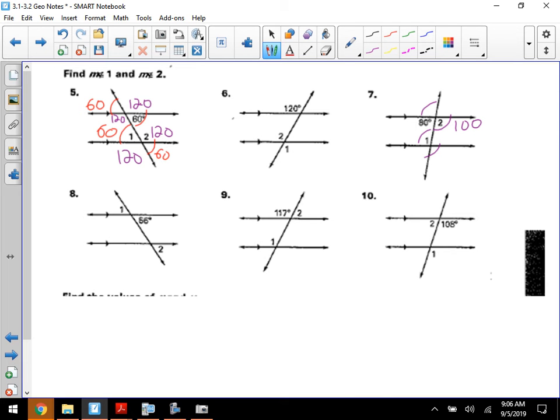So everywhere I see that tick mark, what do I have to put then? 100. Everywhere there is not a tick mark has to be then how much? Why is the 2 there? It just says find the measured angle 1 and angle 2. That's all it means. I'm just using the diagrams right now to show you guys how this works.